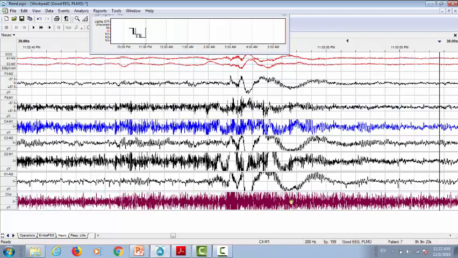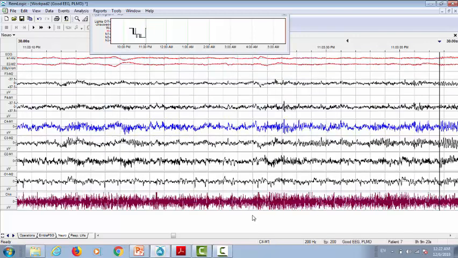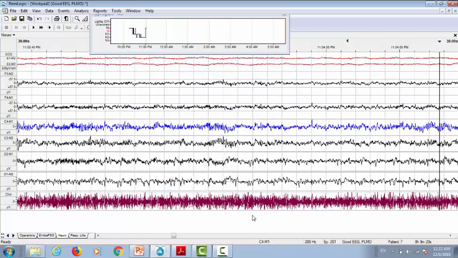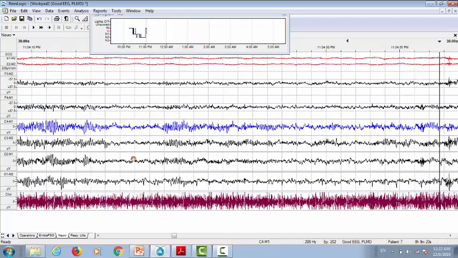Continue as wakefulness. Wakefulness. Here there is significant attenuation of alpha. Presence of theta, more than 50%, and slow eye movements. So this is N1.